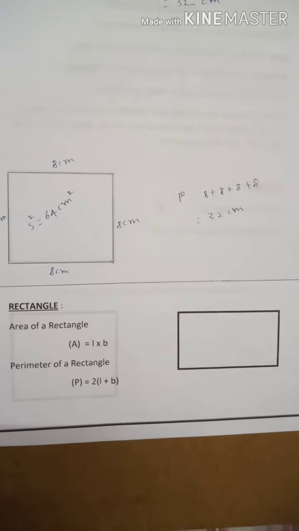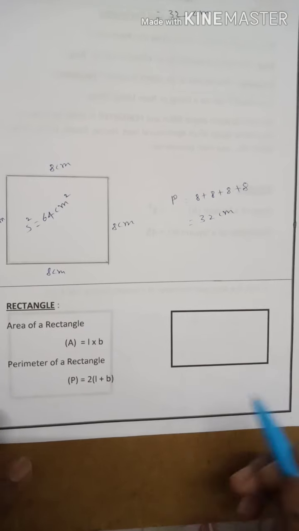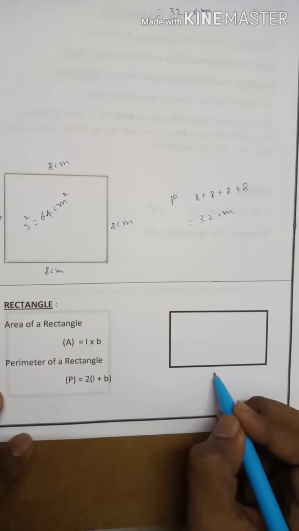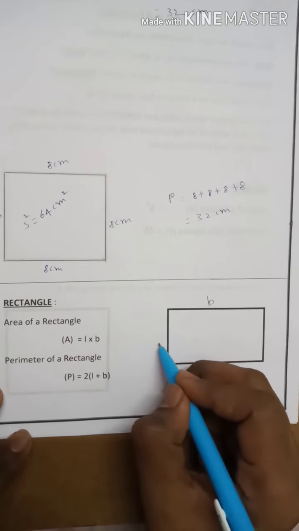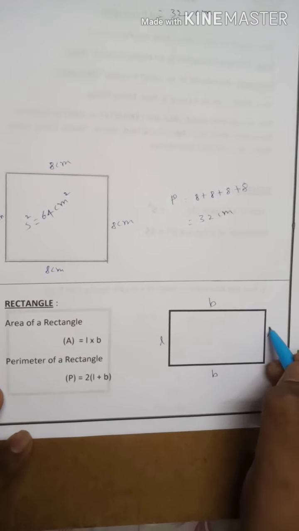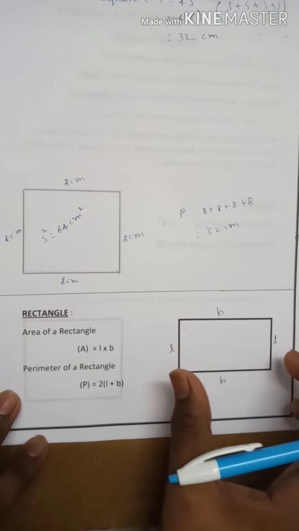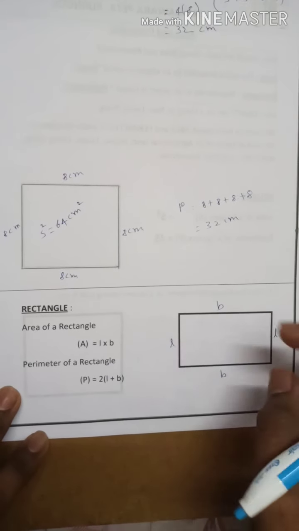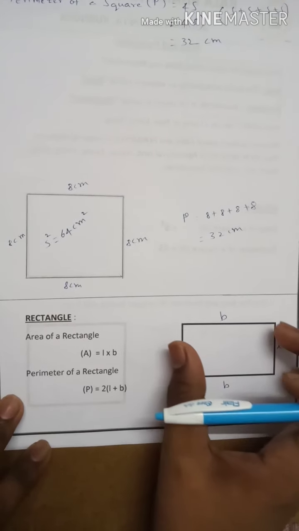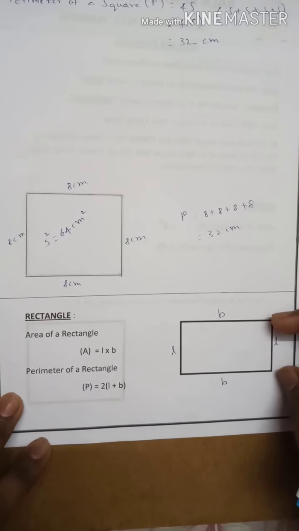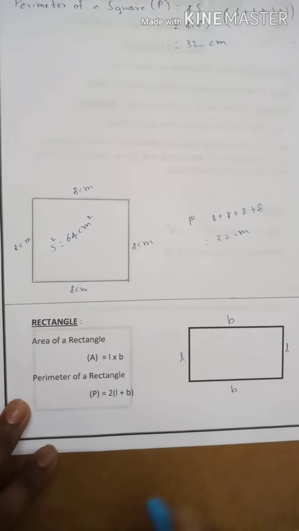Now let us learn about rectangle. In rectangle, opposite sides will be equal. Like for example, if you observe here, this side is called breadth, so it is represented with B, and these two sides are called lengths, which are represented by using L. Now if you observe here carefully, in a rectangle opposite sides will be equal. These two sides will be equal and these two sides will be equal. For example, if B is 10 centimeters, then this side will also be 10 centimeters. If L is 5 centimeters, this side is 5 centimeters, this side will also be 5 centimeters.